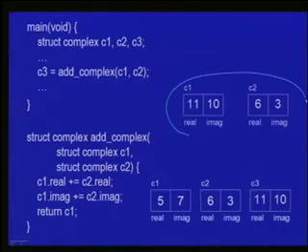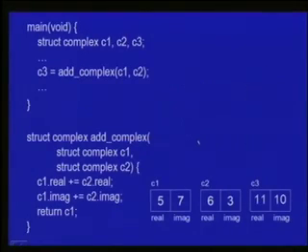So as you know, the space for its local variables and parameters will be removed or deallocated, so these variables will now cease to exist, and C3 has become the sum of C1 and C2. But the important point is that these changes to C1 did not affect the value of the variable C1 in the calling function.